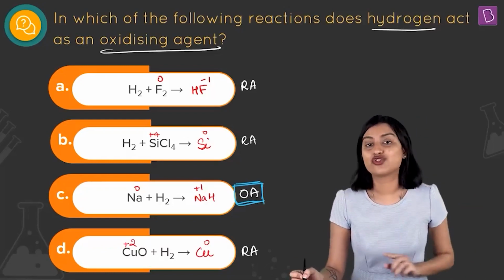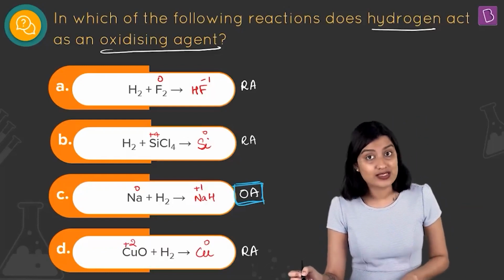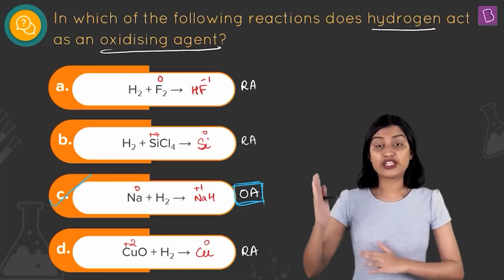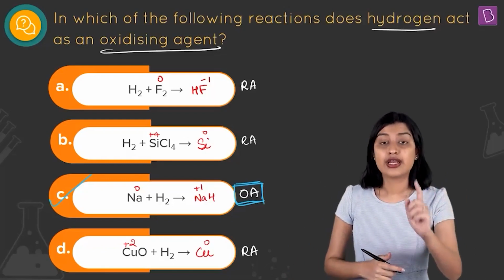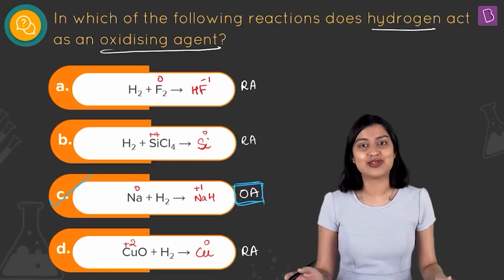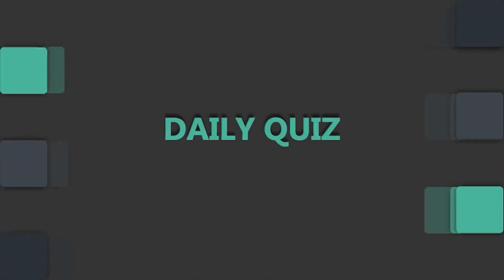So overall there's just one place where hydrogen acts as an oxidizing agent, which is here in option C. So option C, Na plus H2, is going to be the reaction where you can see that hydrogen acts as an oxidizing agent, which means option C is going to be the right answer to this question.